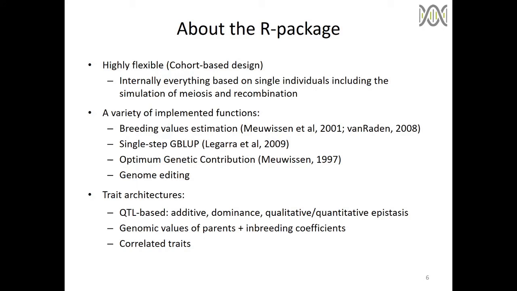Next up, we are modeling quite a variety of traits. Mostly we are focused on QTL-based traits and allow for quite a few different architectures, from additive to dominance to qualitative or quantitative epistatic traits. But we also allow for genomic values that are just based on the parents and their inbreeding coefficients. And looking at correlated traits in both cases is no issue for us at all.